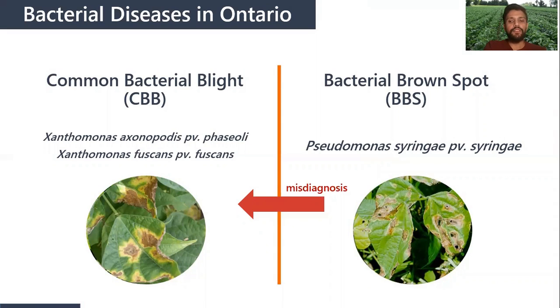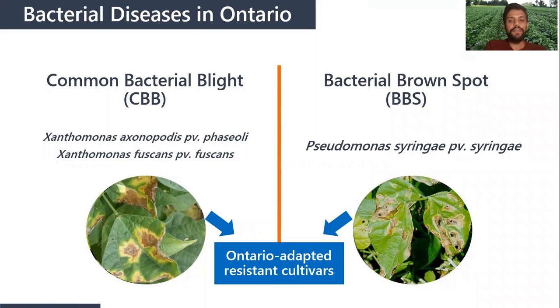Brown spot only gained more attention in Ontario when farmers started noticing disease symptoms in bean fields that were planted with cultivars that were supposed to be resistant to CBB. So this created a demand to better understand the genetic control of these diseases, to see how similar or how different the responses are, in order to breed Ontario adapted cultivars that are resistant to both.